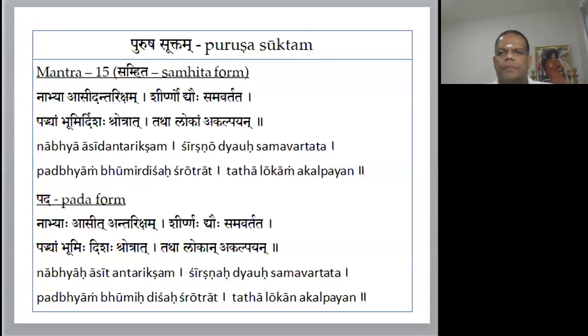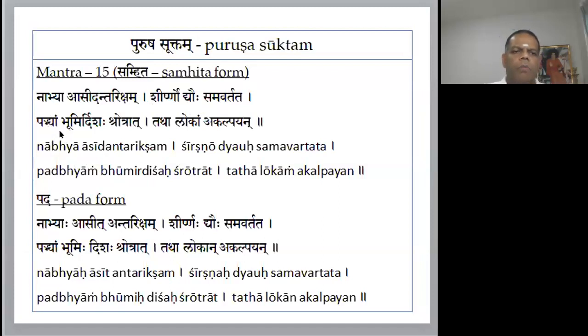In terms of pronunciation, in the first line, nabhya, the bh is the fourth letter in the pavarga and it has to be aspirated. Nabhya. Asi dantariksham, the ksha involves sha, which is the cerebral sha. Shishno dyau samavartata. There are no aspirated consonants there, so it should be simpler. Padbhyam, in the padbhyam, the bh is the fourth letter in the pavarga, so it has to be aspirated.